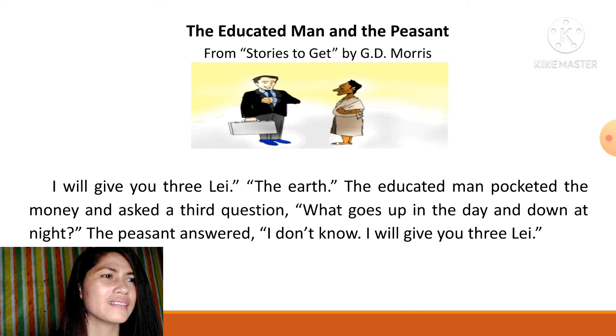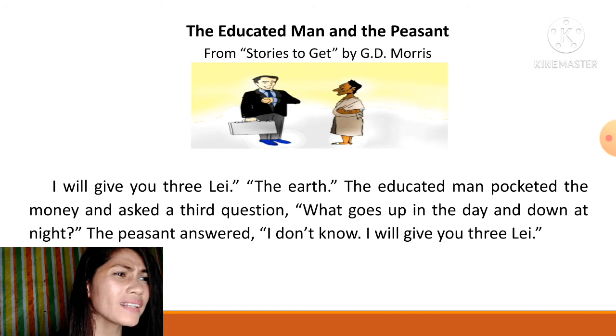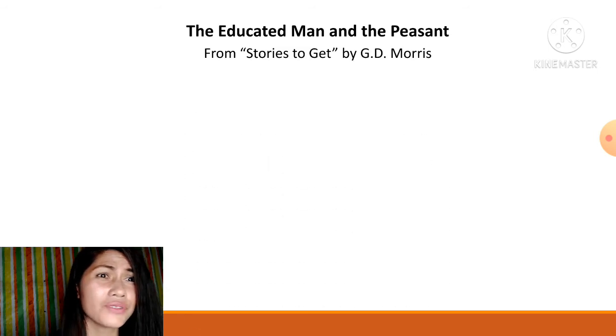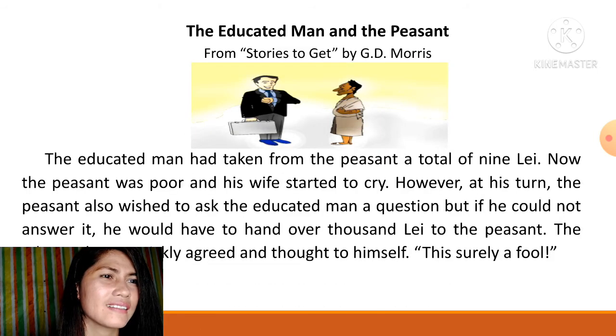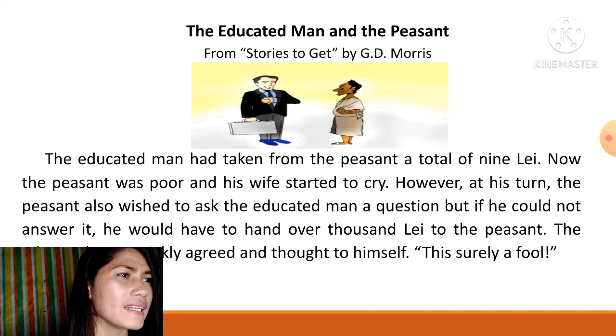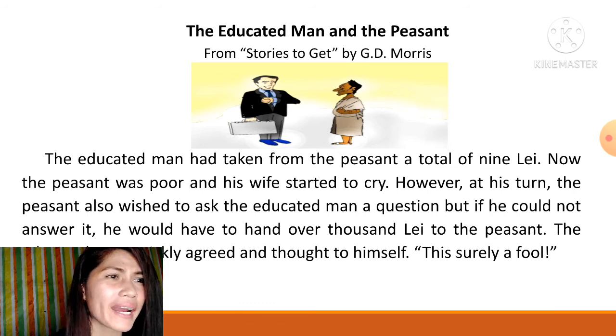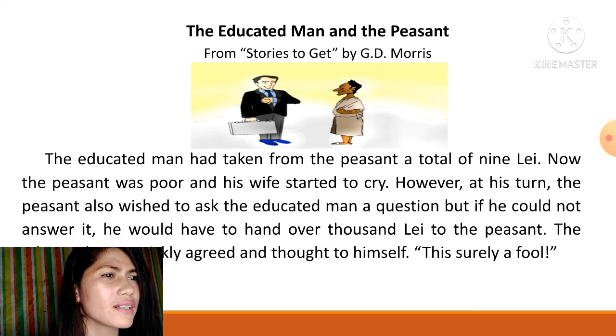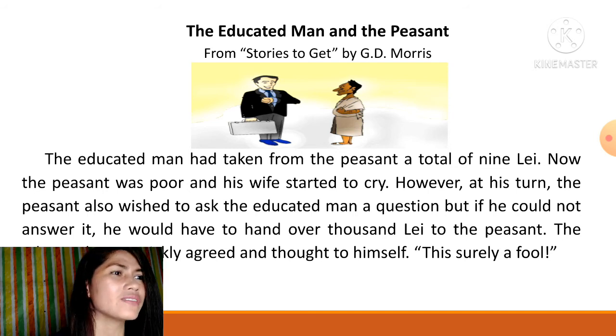The earth. The educated man pocketed the money and asked a third question. What goes up in the day and down at night? The peasant answered, I don't know. I will give you 3 li. The educated man had taken from the peasant a total of 9 li. Now the peasant was poor and his wife started to cry. However, at his turn, the peasant also wished to ask the educated man a question. But if he could not answer it, he would have to hand over 1,000 li to the peasant.